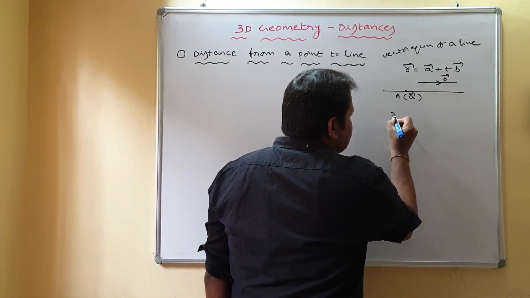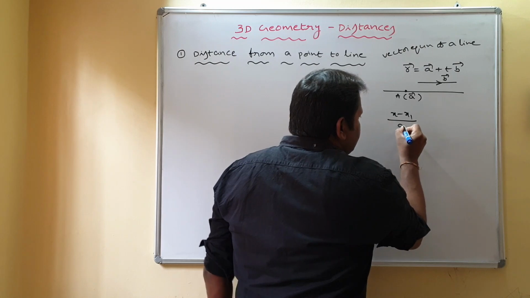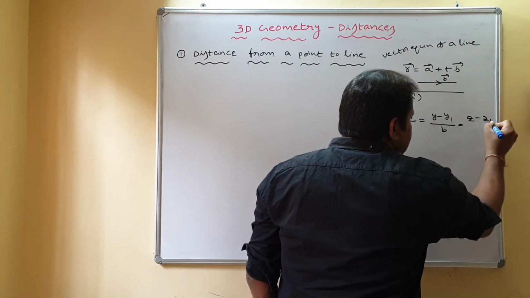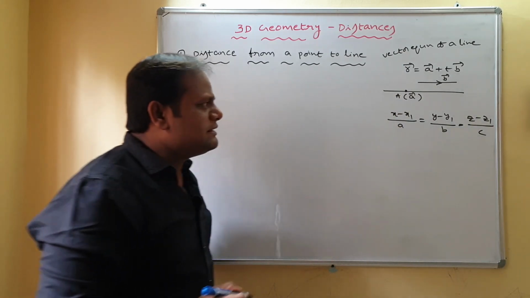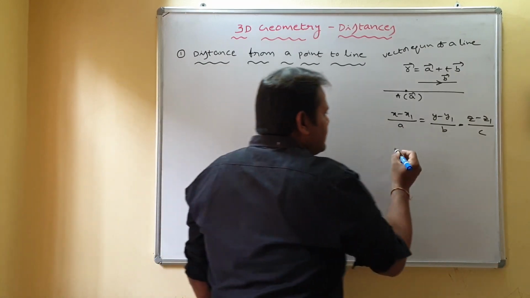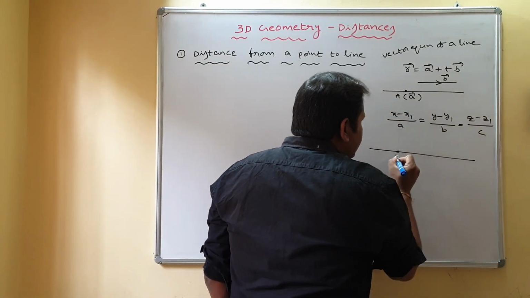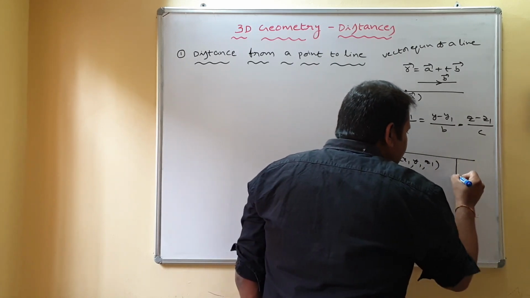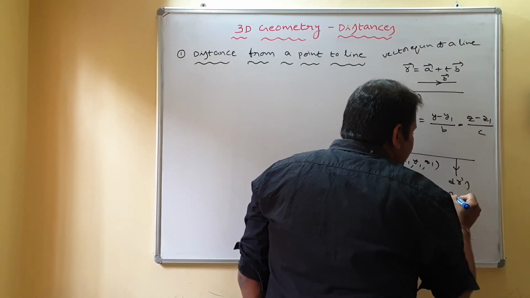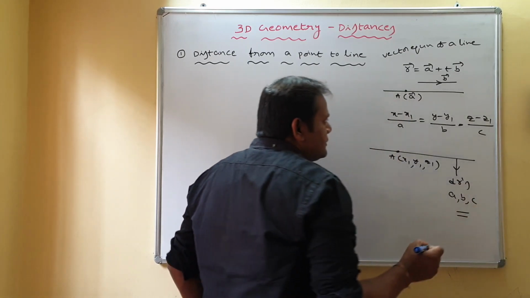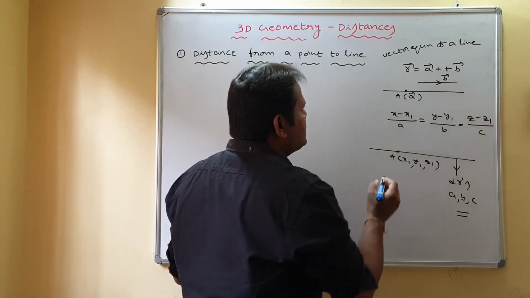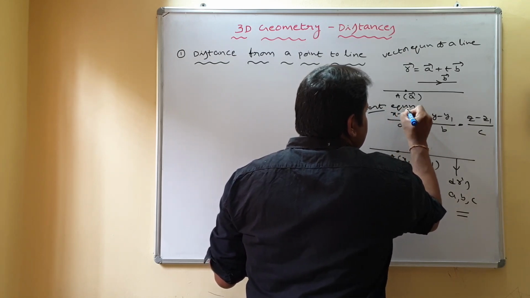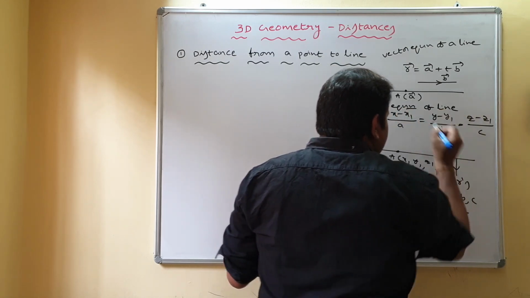The Cartesian form of a line equation is (x minus x1) by a equal to (y minus y1) by b equal to (z minus z1) by c. Here, this line passes through the point (x1, y1, z1) and has DRs a, b, c. So we know the two line equations: one is the vector equation of a line and the other is the Cartesian equation of a line.